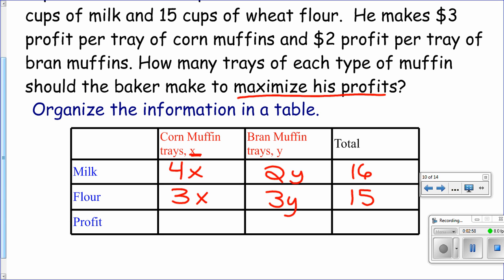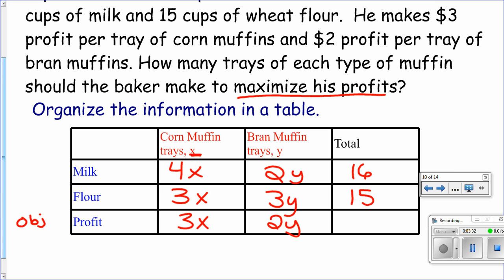Now the profit is what we're going to use to write our objective function. And remember, the objective function is the one that we plug the vertices into in order to find the maximum and minimum. But we have to write an objective function. So the profit: he makes $3 profit for corn muffin trays, so 3 times X, because X is the number of trays. And he makes $2 of profit for the bran muffin trays, so 2 times Y.